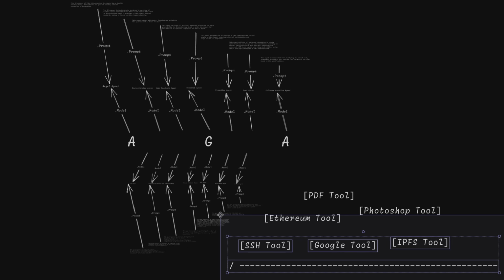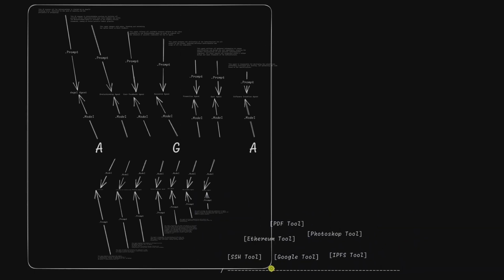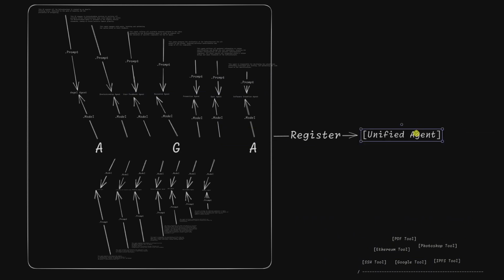A blockchain agent can read a block explorer and execute transactions for you. A research agent can parse PDF files. A DevOps agent can access SSH. All of them work together, unified as a single manager. We register it as a unified agent.